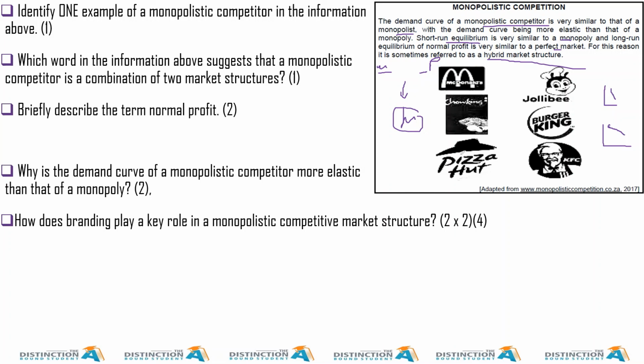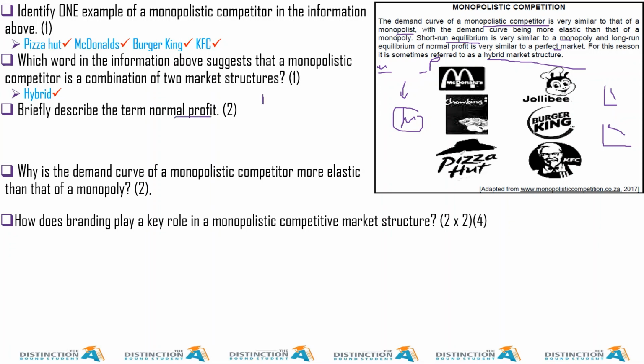All right, identify one example of a monopolistic competitor in the information. One example of a monopolistic competitor in the example above. All right, we have all these McDonald's, all of them here. Right, then which word in the information above suggests that a monopolistic competitor is a combination of two? I mentioned it. It's this word here, hybrid.